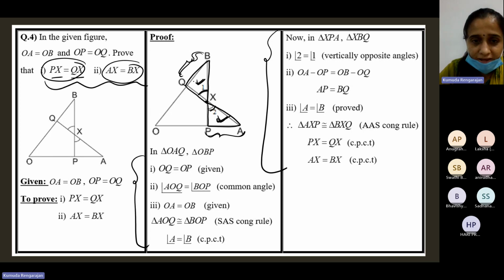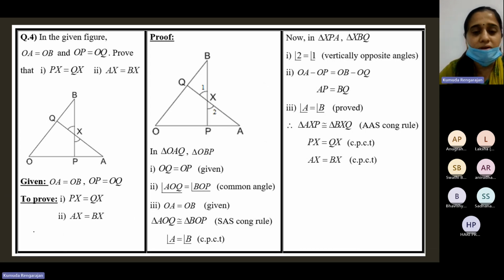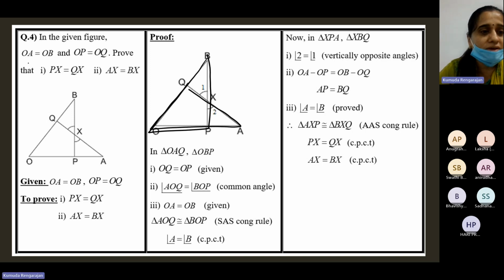But when you take up these two triangles straight away, you can see that we don't have sufficient information. We can only write angle 1 is equal to angle 2, vertically opposite angles, and AP is equal to BQ. Other than this, we don't have any other information. One more equality you need. To find that one more equality, we take up this triangle and this triangle, because we have these two things.